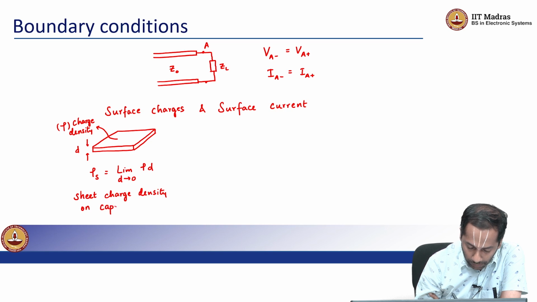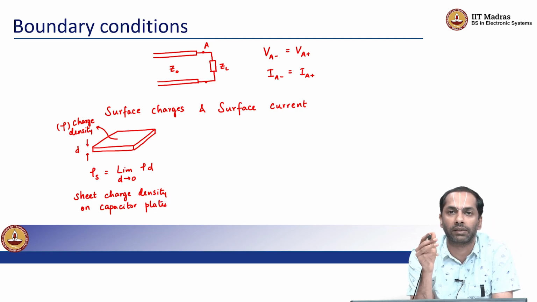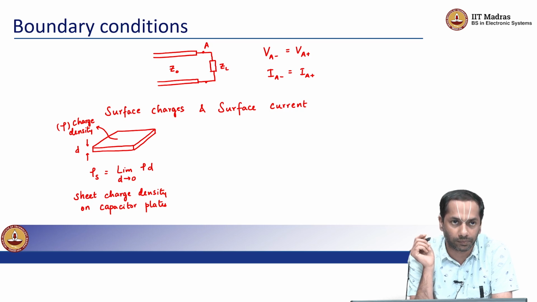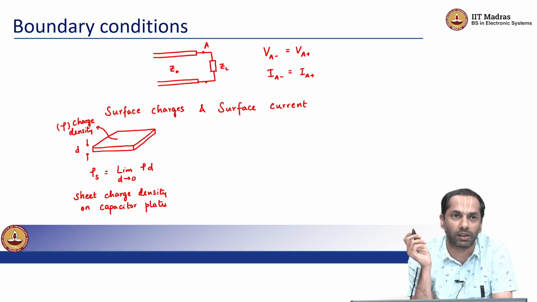That we saw on capacitor plates, right. So in our ideal capacitor model, we assumed two plates, one with a positive charge and one with a negative charge. And there also we came up with a surface charge density, we called it sigma there. It's the same concept here. So I have basically charges residing just at the interface of the surface of the conductor.